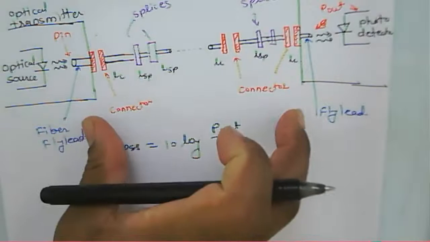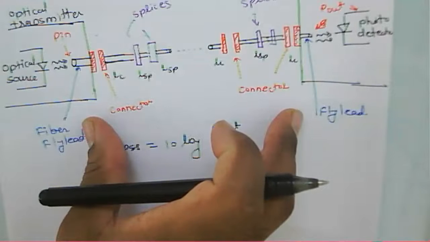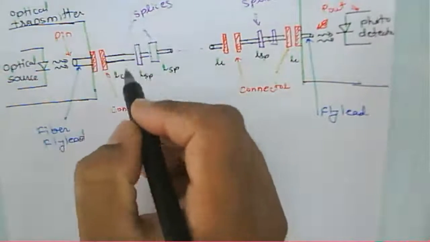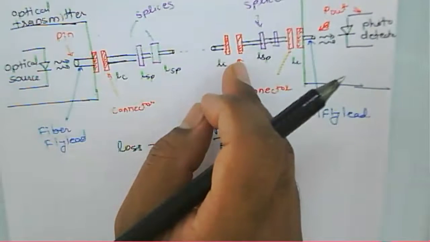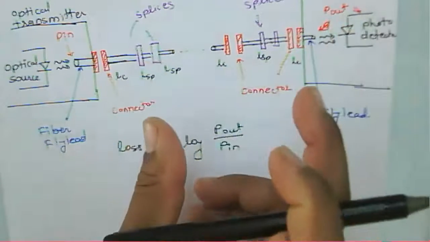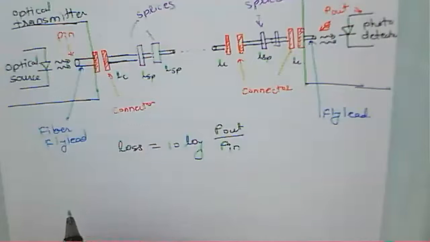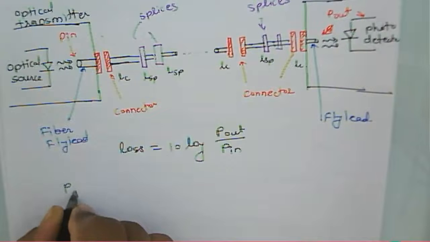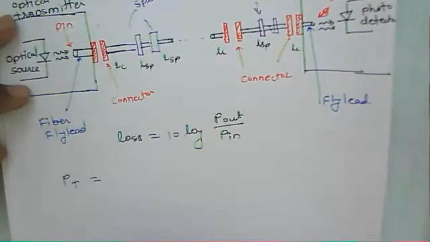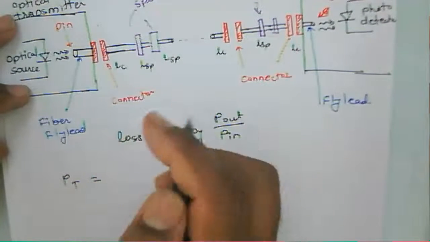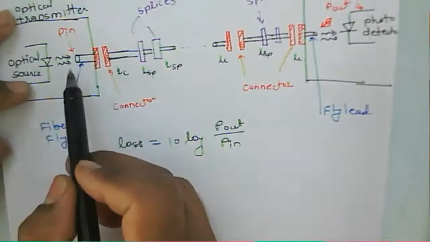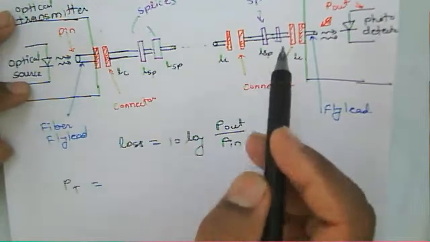So for a given particular link, the total power loss will depend upon the losses of all these components as well as some system losses. If you consider the total power loss, that is the loss between a source and a receiver, losses between the transmitter and the receiver there.